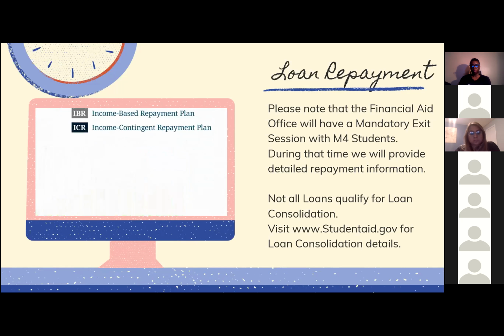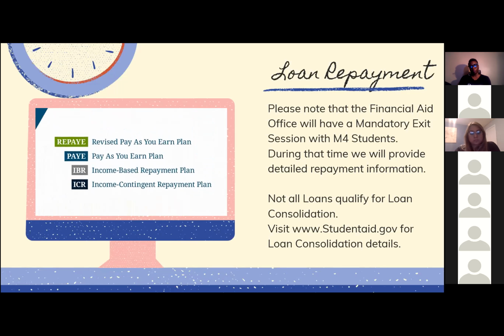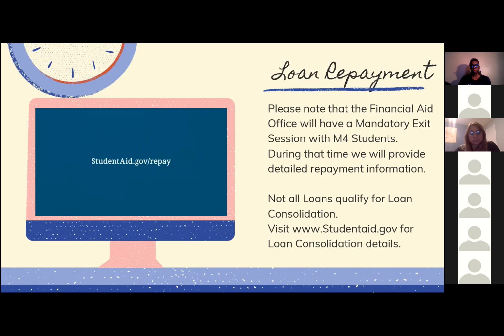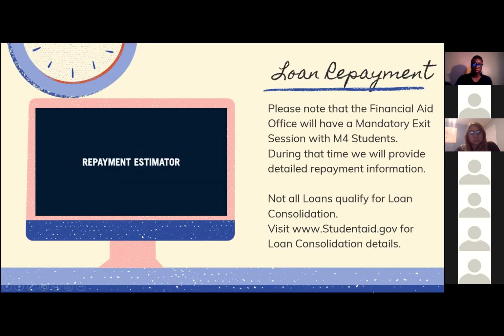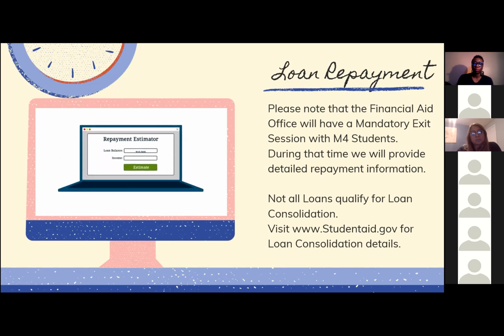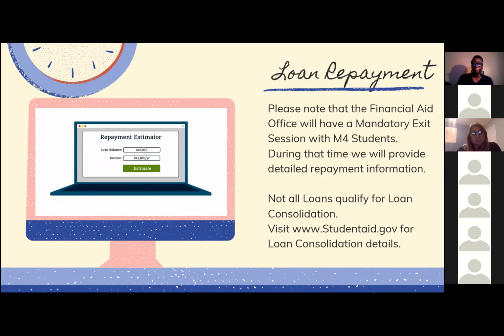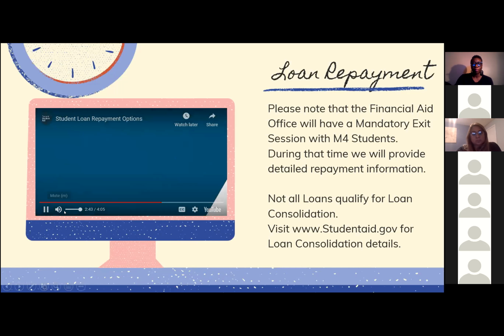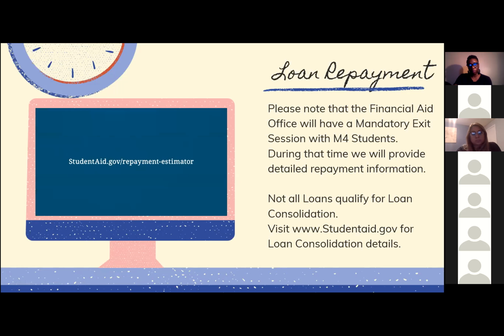All of these repayment plans have advantages and disadvantages, so visit studentaid.gov/repay for details. Need help figuring out which repayment plan is right for you? Use our repayment estimator. It will help you estimate your payments under each plan. It's a tool that gives you a good estimate of how much your payments would be under each plan. You can find the repayment estimator at studentaid.gov/repayment-estimator. Just fill in a few details and it does the math for you.